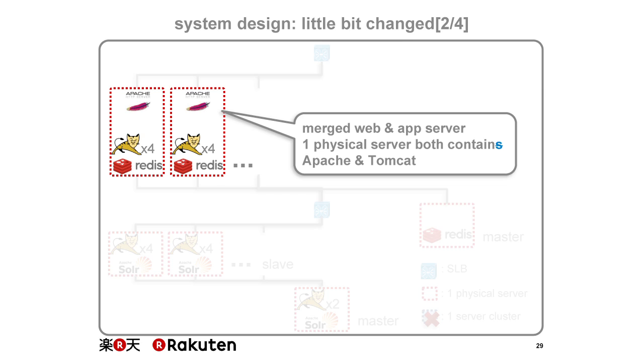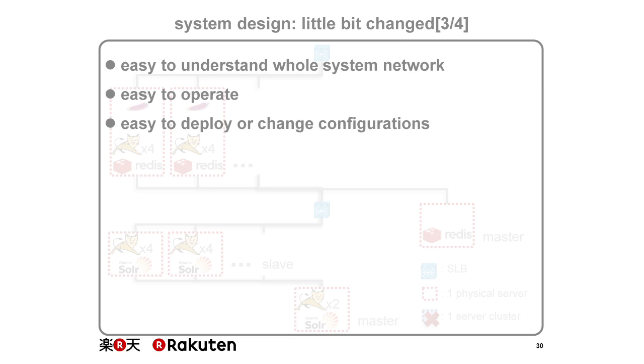So the front-end server contains both Apache and Tomcat. Then external networking was moved to an internal connection between these two. As a result of this change, it became easier to understand the whole system network, easy to operate, and easy to deploy or change configurations. And the performance was slightly improved. One front-end server can handle about 1,000 requests per second, I guess.